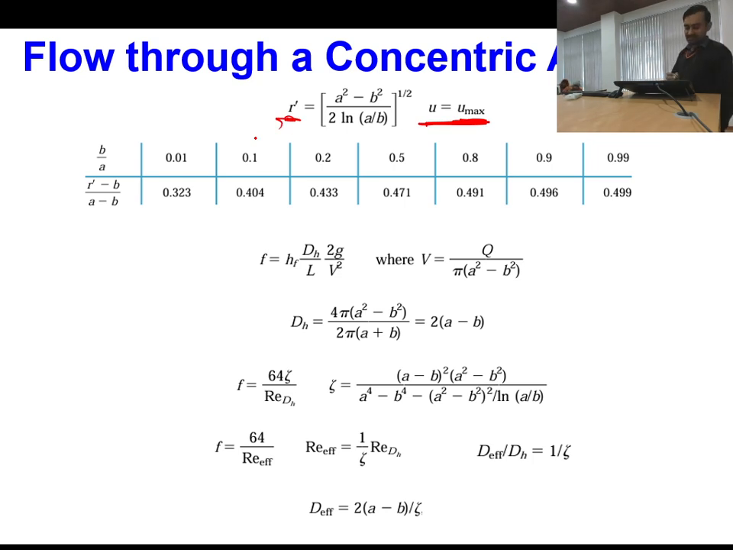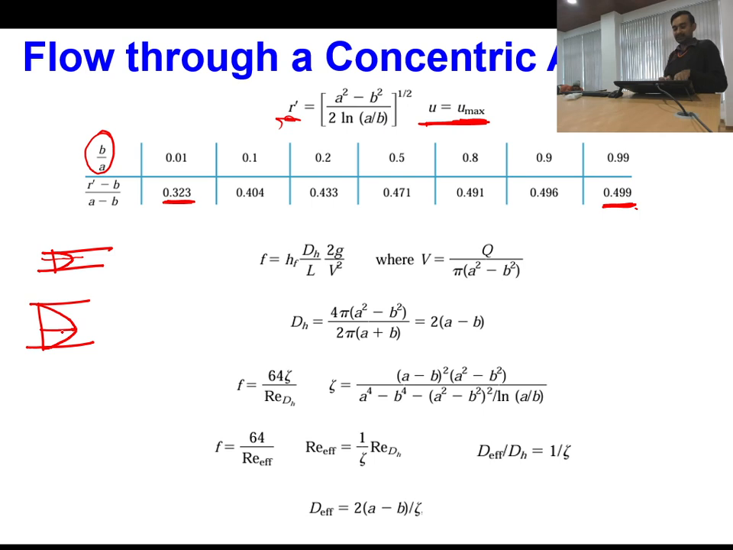You can see that the point of maximum velocity for different values of b by a is changing, and it comes close to the center only when b and a are very close to each other. It means when the spacing between the two cylinders is very small. If the spacing between the cylinders increases, then it shifts towards the inner cylinder. Is this one clear? So what I am trying to say is, if you have very small spacing, your velocity profile will be almost symmetric, meaning at the center between these 2 points you will have the maximum velocity. But if your spacing is large, then your maximum velocity will move more towards the inner cylinder. That is something we get from this data.